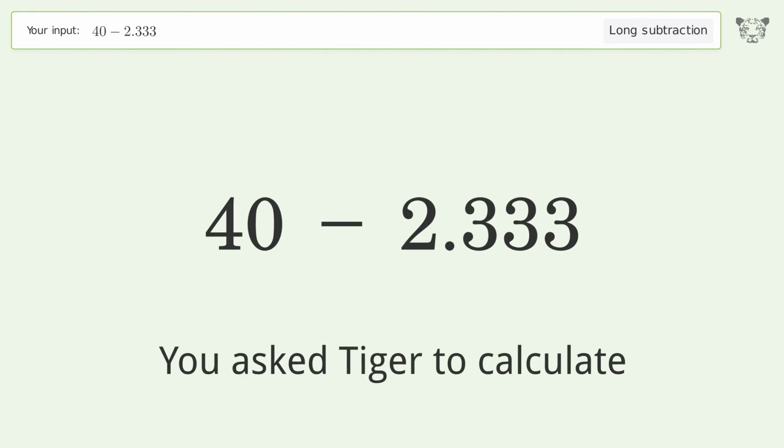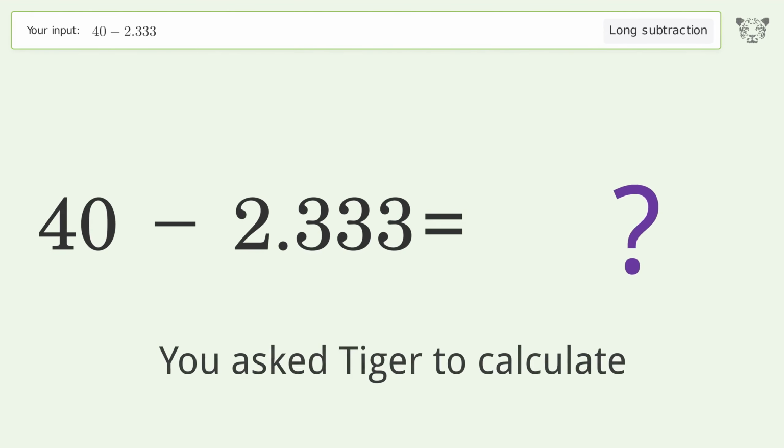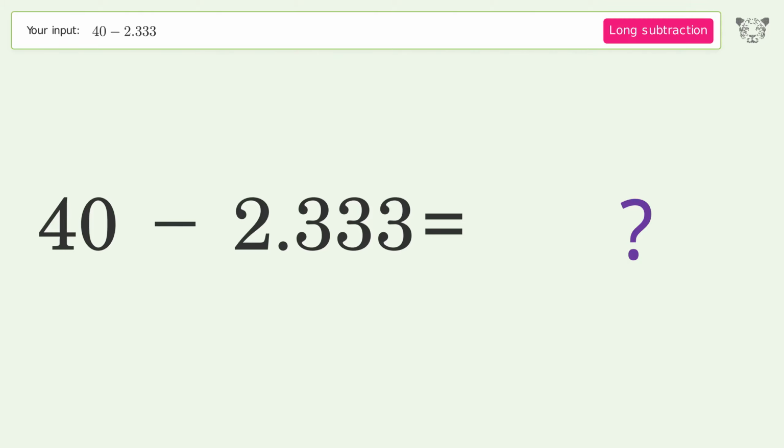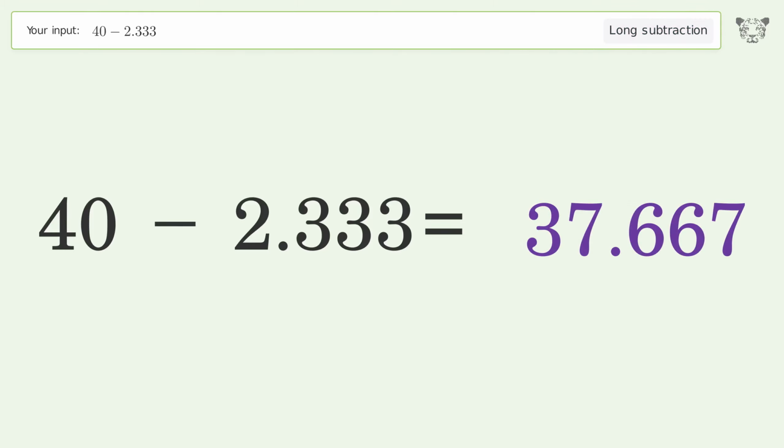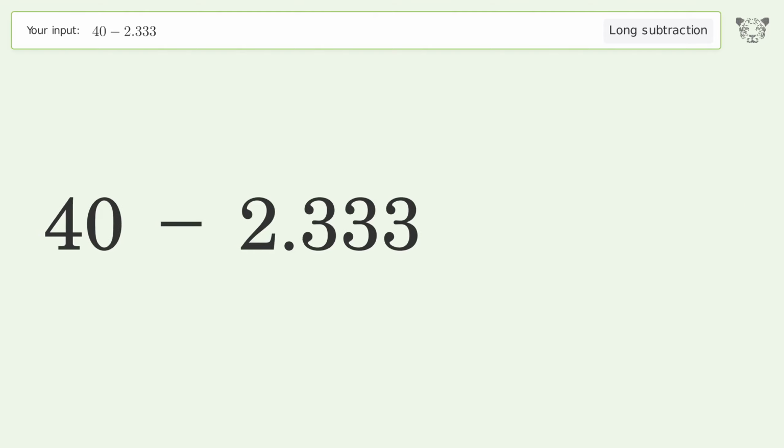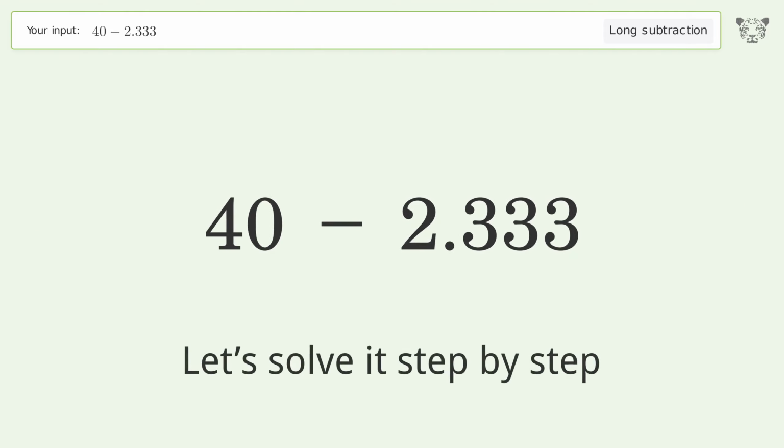You ask Tiger to calculate. This deals with long subtraction. The final result is 37.667. Let's solve it step by step.